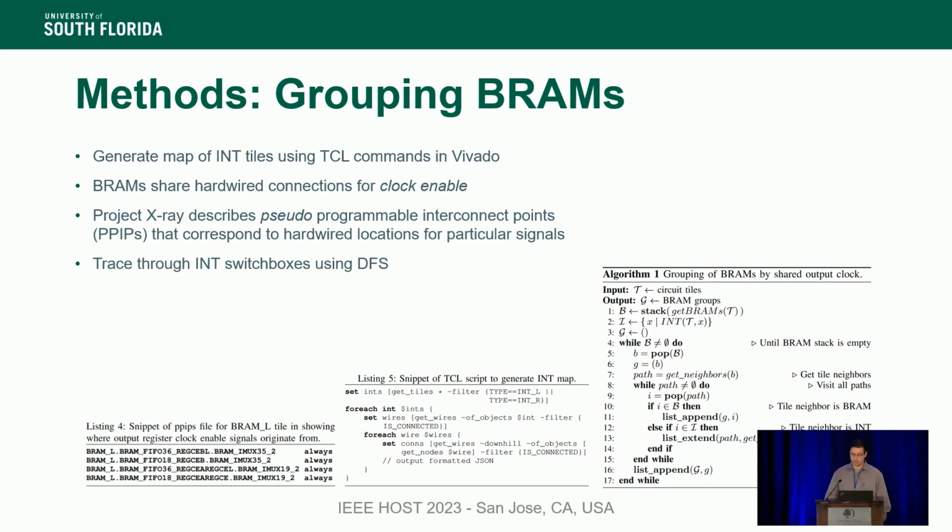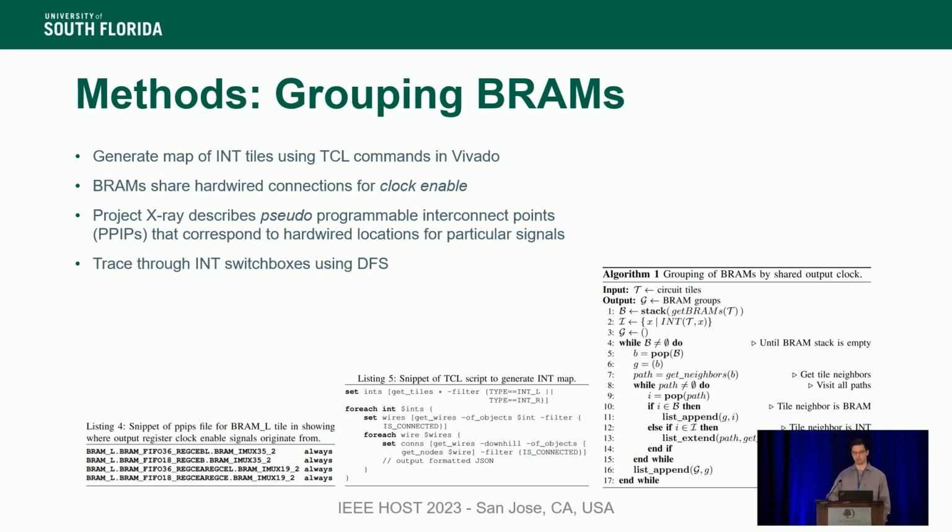So for grouping the actual blockrams together, we do this by generating a map of interconnect tiles using Tcl commands in Vivado, basically to know from one interconnect and one port on that interconnect what other tiles does that feed to. And then we look at the pseudo-programmable interconnect points, or PPIPs, from Project X-Ray, to know which particular ports are hardwired into a particular location. And this tells us that the output clock register enable pin is located in a particular spot.